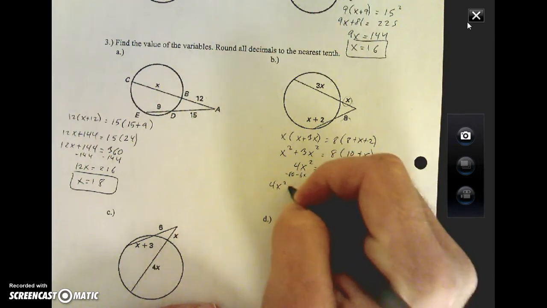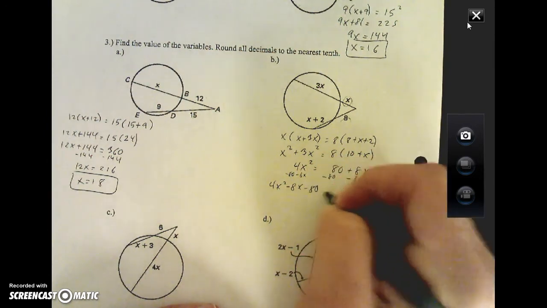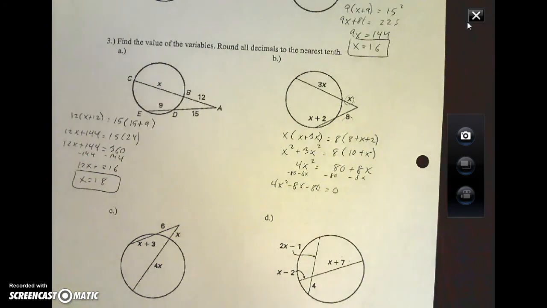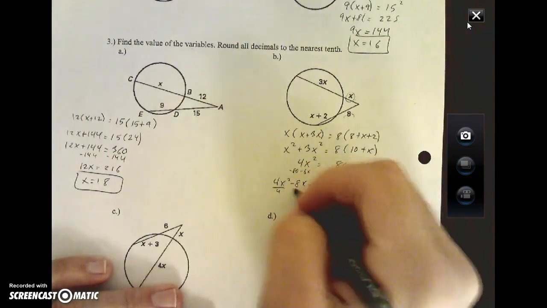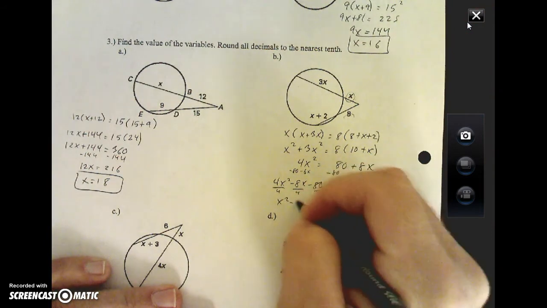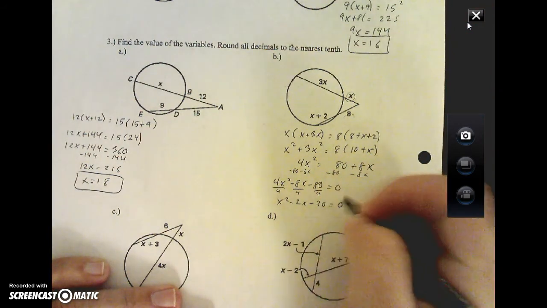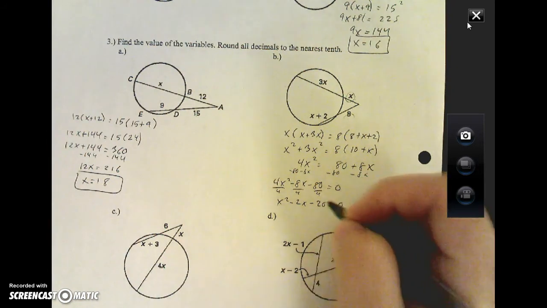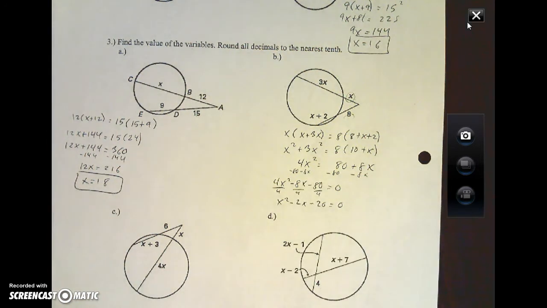I get 4x squared minus 8x minus 80 equals 0. All right. Now, please hang with me. I'm going to divide everything by 4 because there's a common term there, GCF of 4. So x squared minus 2x minus 20 equals 0. Okay. Now, you would think to factor here, all right? In this case, we're not going to be able to factor. So this is actually going to be a quadratic formula problem, okay?